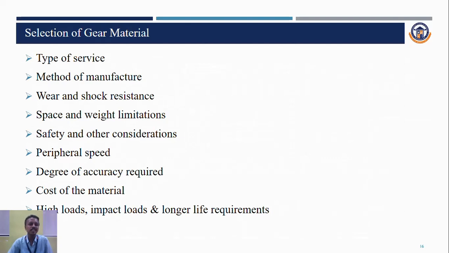Next, we move on to selection of material. While selecting the gear material, we have to follow some steps. First one will be type of service, second method of manufacture, third wear and shock resistance, next space and weight limitations, next safety and other considerations, next peripheral speed, next degree of accuracy required, and then cost of the material, and then impact load and longer life requirements.